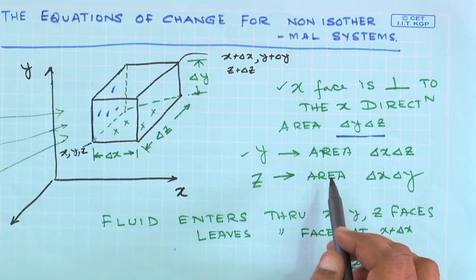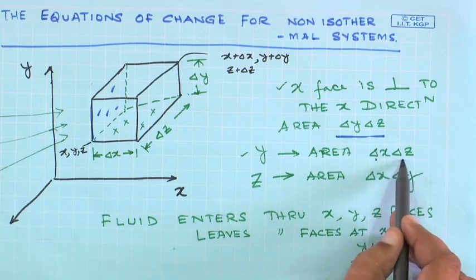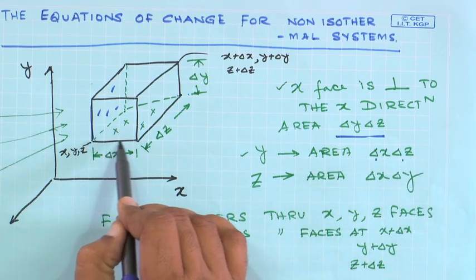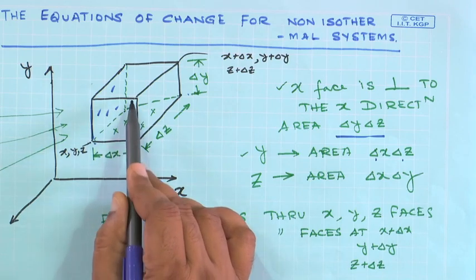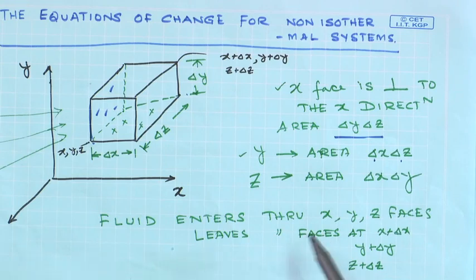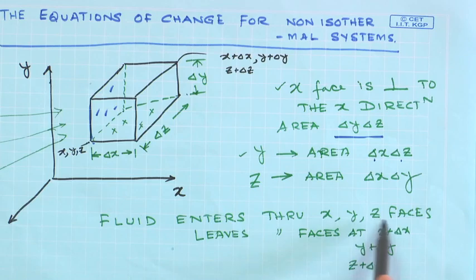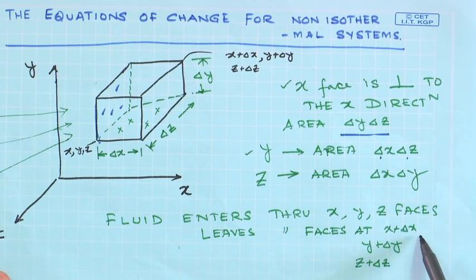Similarly, the y face, which is perpendicular to the y direction, should have an area of del x del z, and the z face, which is the front face that you see in this figure, would have an area of del x times del y. So, fluid enters through the x, y and z faces, and they leave through the faces at x plus del x, y plus del y and z plus del z.